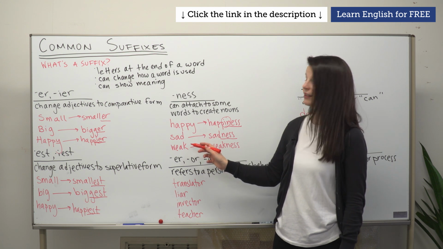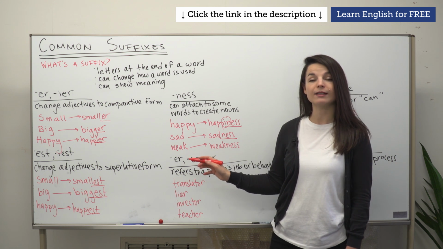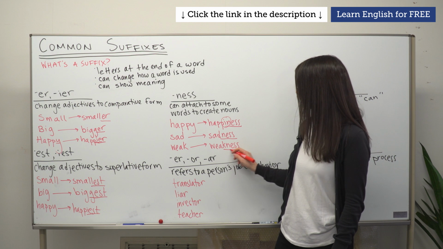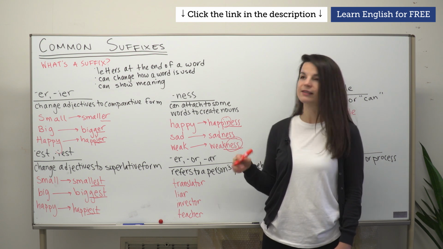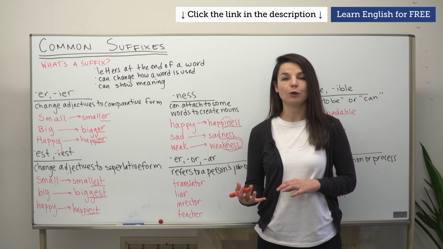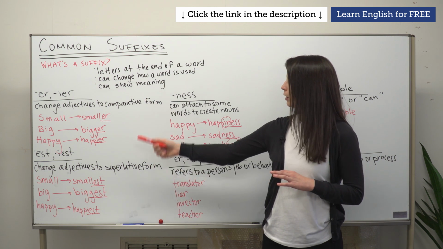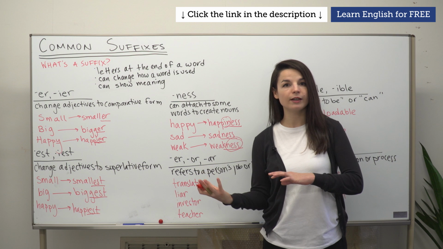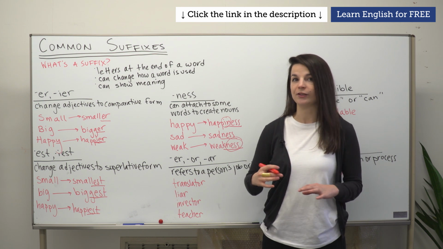One more example is the adjective weak. We create the noun form weakness by adding the ness suffix. So these are a few examples where adding a suffix creates a noun. Over here, we changed to the comparative, the superlative form of an adjective.